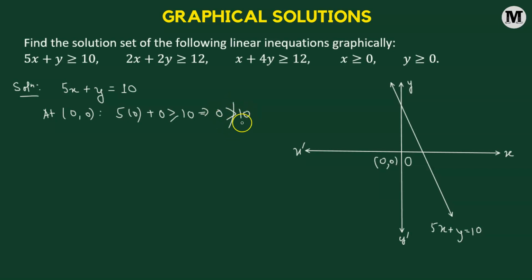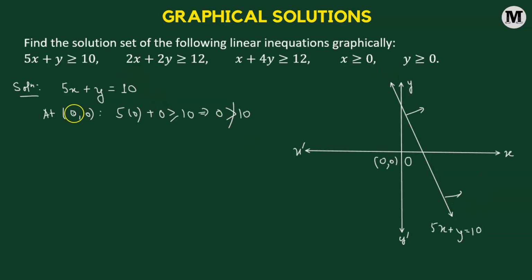Now this is an incorrect statement. 0 cannot be greater than 10. This only tells us that the region that contains the origin 0, 0 is not going to be a solution for the inequality. We'll have to consider the region that is lying to the right of the line.